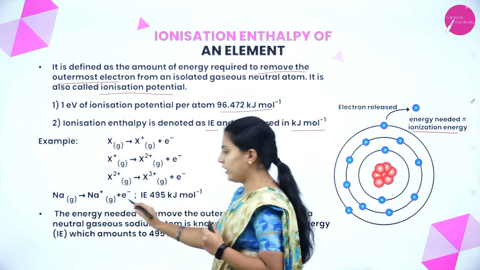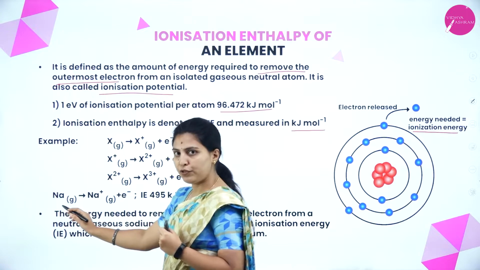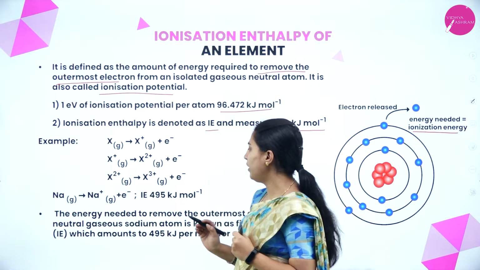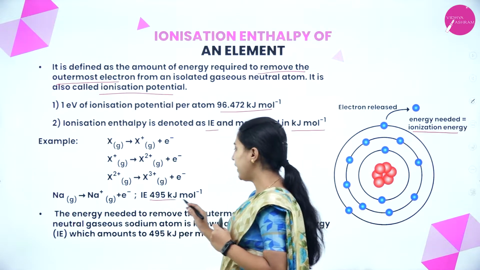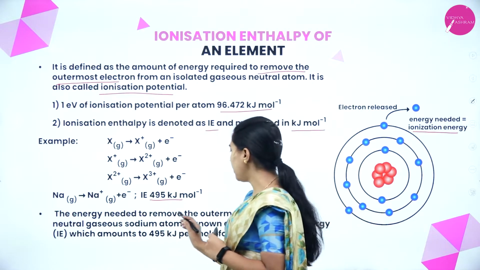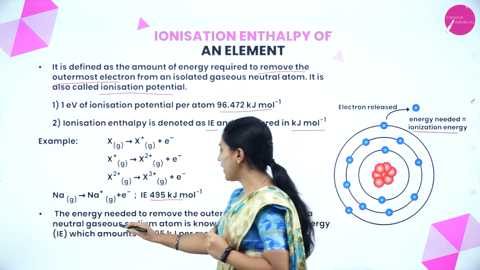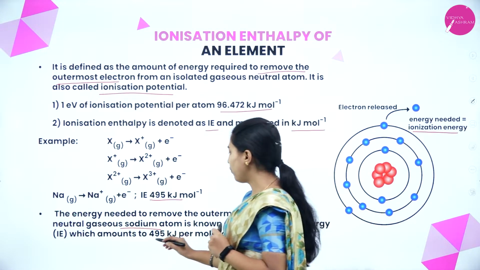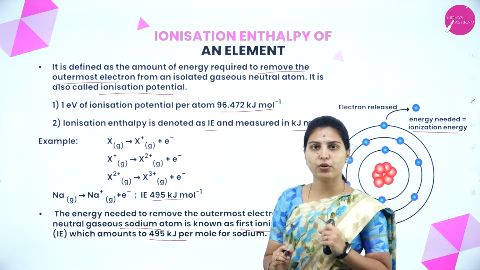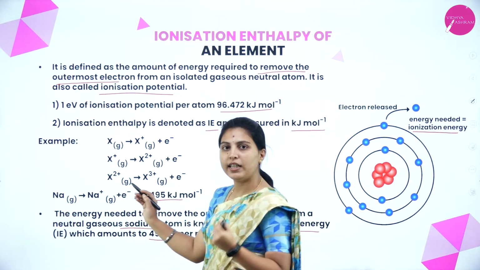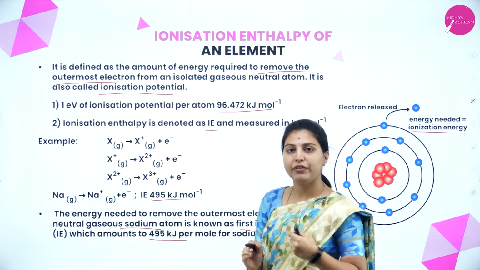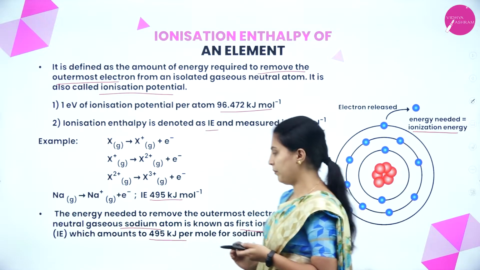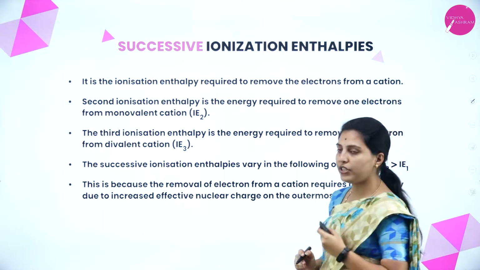This is an example. This is a gaseous atom of sodium. One electron will be removed, and it will form a sodium cation. For this removal, we need energy of 495 kilojoule per mole. The energy needed to remove the outermost electron from a neutral gaseous sodium atom is known as the first ionization energy, which amounts to 495 kilojoule per mole for sodium. If we remove another electron, that will be the second ionization energy. If we remove another electron after that, it will be the third ionization enthalpy or energy. We will see successive ionization enthalpy.